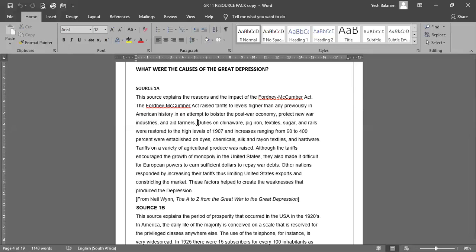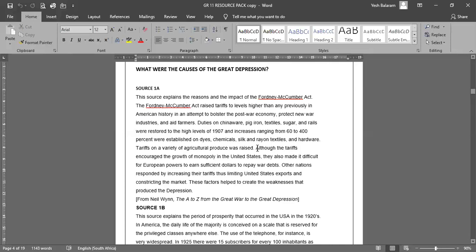Duties on Chinaware, pig iron, textiles, sugar, and rails were restored to the high levels of 1907. What this tells us is that the government increased the import rates, which are commonly called custom duties, to such a level as had been the case long before the First World War. Remember, the First World War was 1914 to 1918. So in 1907, there was a fairly high level of import duties. The government raised it once again in the 1920s to those levels.